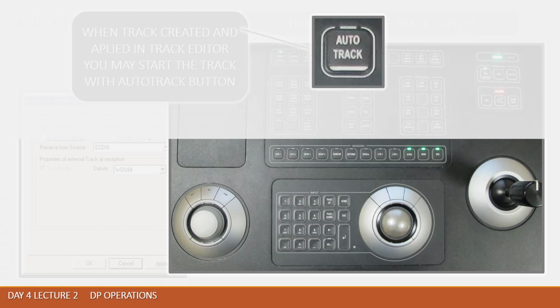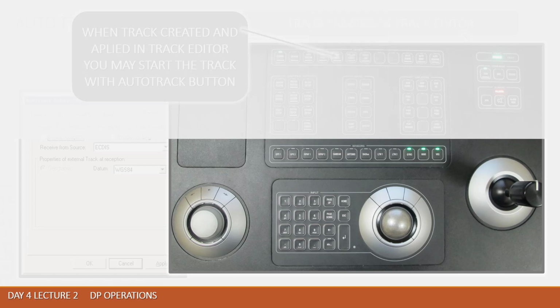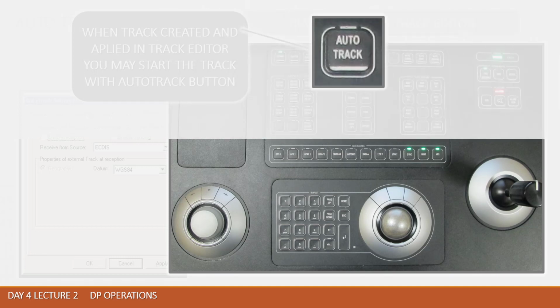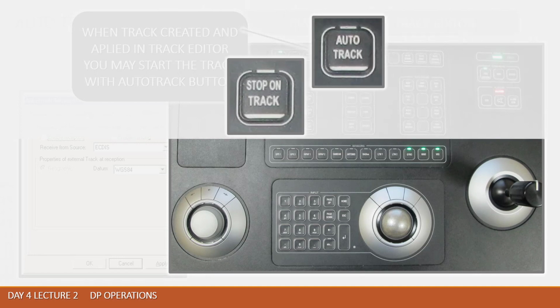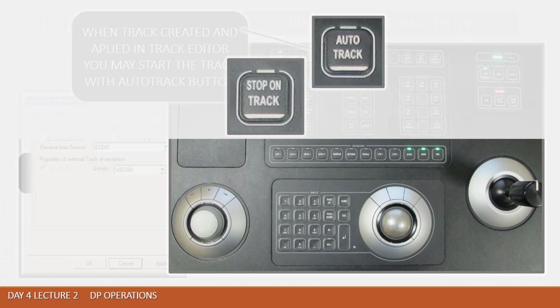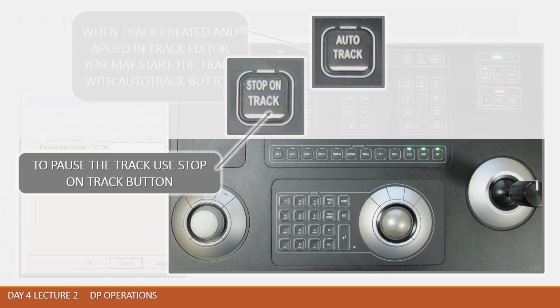A very important option here is the stop on track button, which allows us to pause the track use, and as soon as we press this button we have the precise automatic reduction of the speed and stopping in a waypoint or somewhere on the track. When we press this button twice again, the vessel will continue the operation on the track. So it was a fast overview of the track function for Kongsberg KPOS 7 gens.